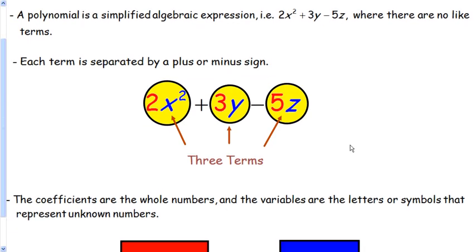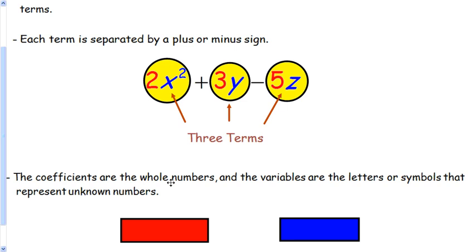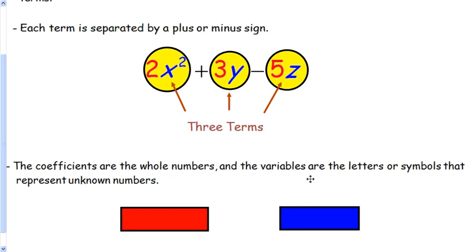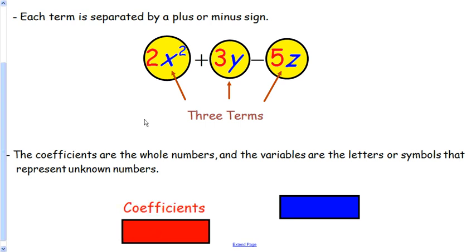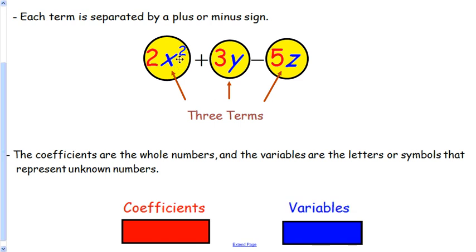another term. The coefficients are the whole numbers, and the variables are the letters or symbols that represent unknown numbers. So you can see in red here we have the coefficients. Color-coded red coefficients, and in blue we have the variables that represent unknown numbers.